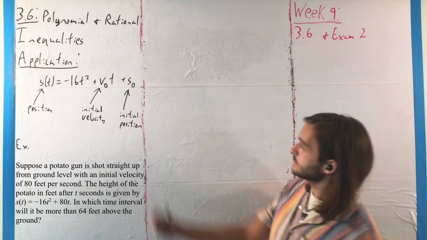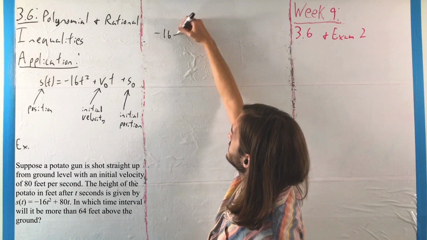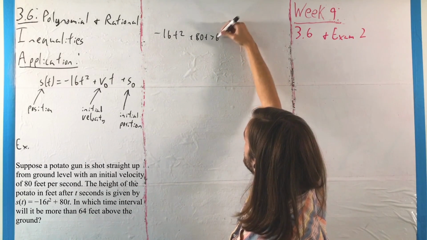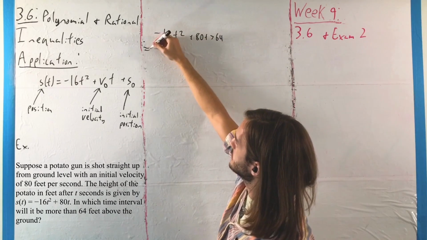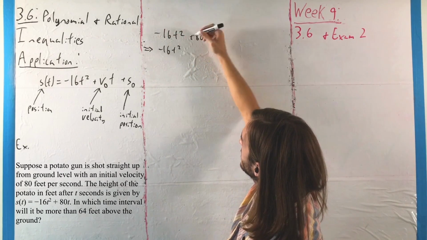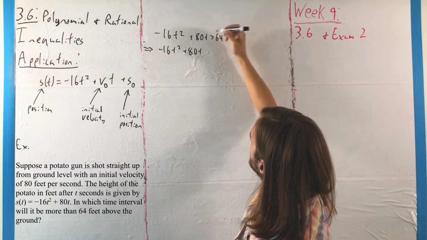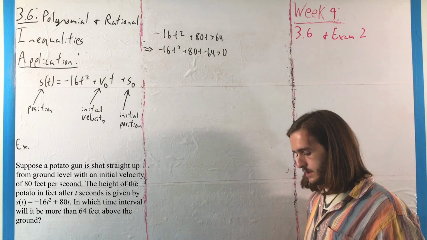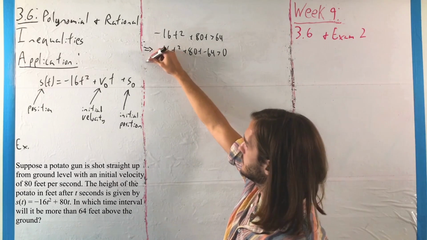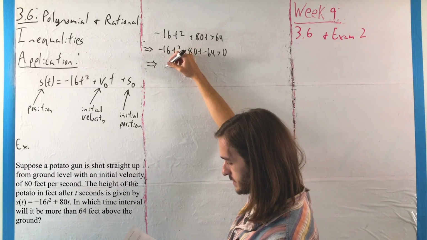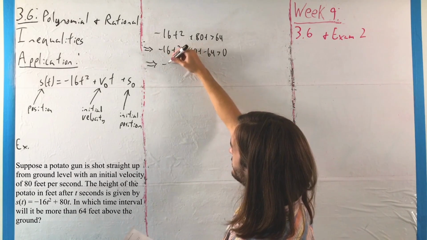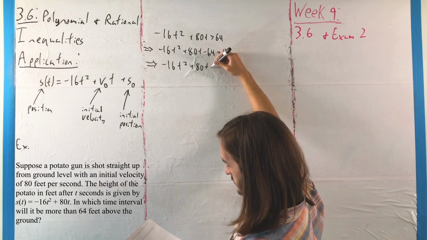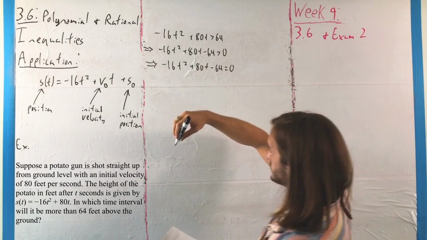This means that what we want to solve here is the inequality negative 16t squared plus 80t is greater than 64, or we want to solve negative 16t squared plus 80t minus 64 is bigger than 0. And then from there, we turn this into a function that we're going to set equal to 0: negative 16t squared plus 80t minus 64 equals 0.